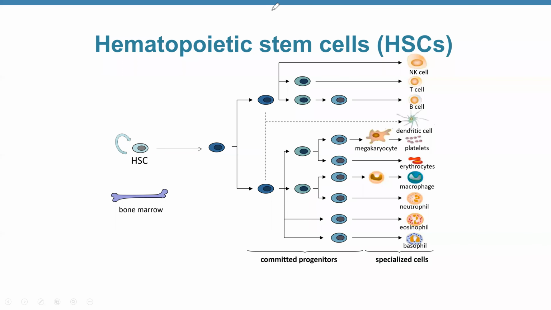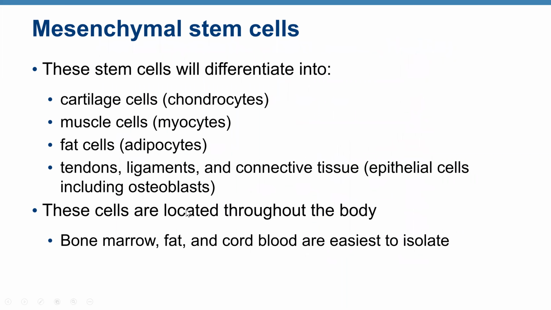Right, but keep in mind that hematopoietic adult stem cells can only differentiate into blood cells, right? So it's a limited ability to make cells and tissue. They are multipotent, but not pluripotent, right? Another example are mesenchymal stem cells.